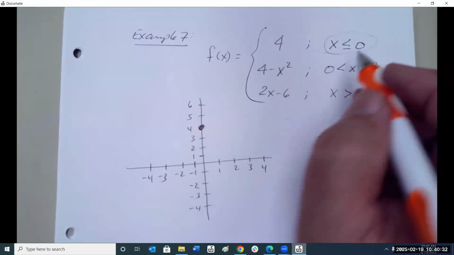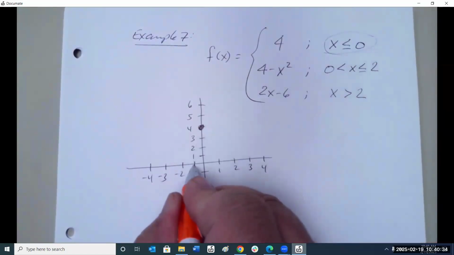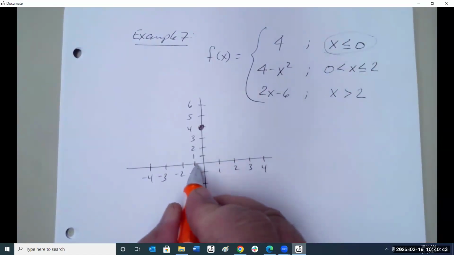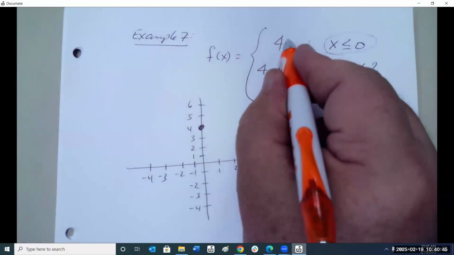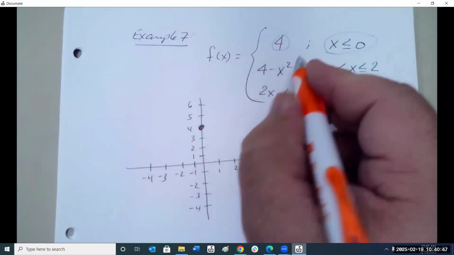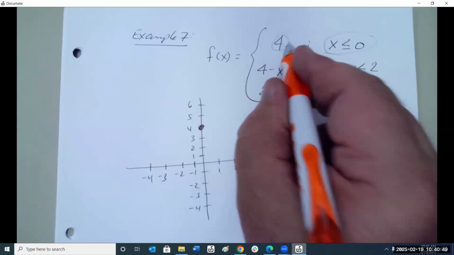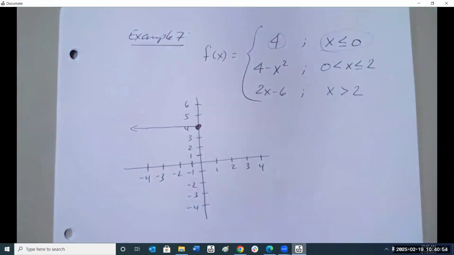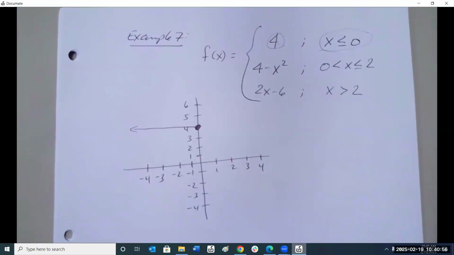Less than 0, when x is -1, what is it? I use a value less than 0. I use -1. What's my answer going to be? It's 4. It's a constant number. No matter what values I pick, it's always going to be 4. So it's going to be a horizontal line there forever.